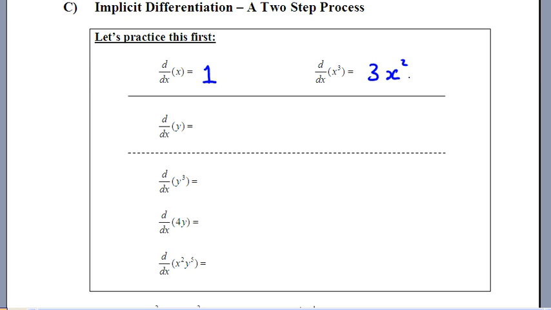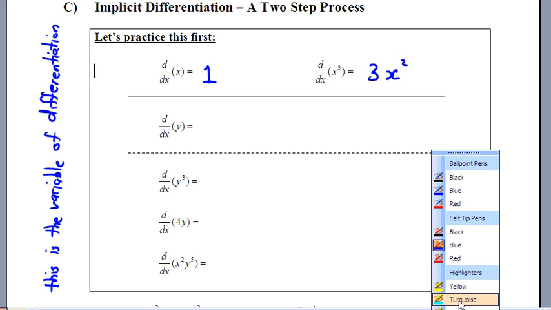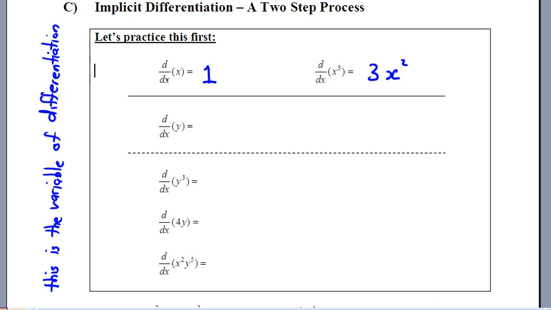Okay, so the key thing here, I'm just going to write this in. This is the variable of differentiation. And I'm talking about this part right here.